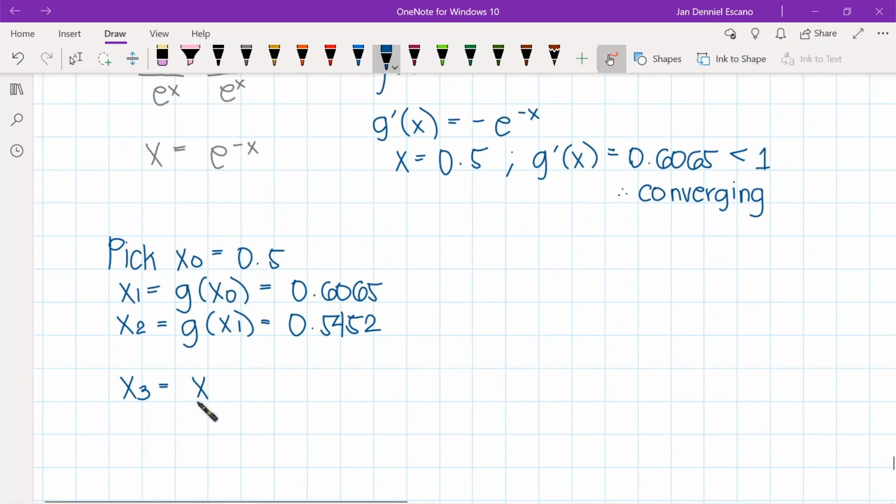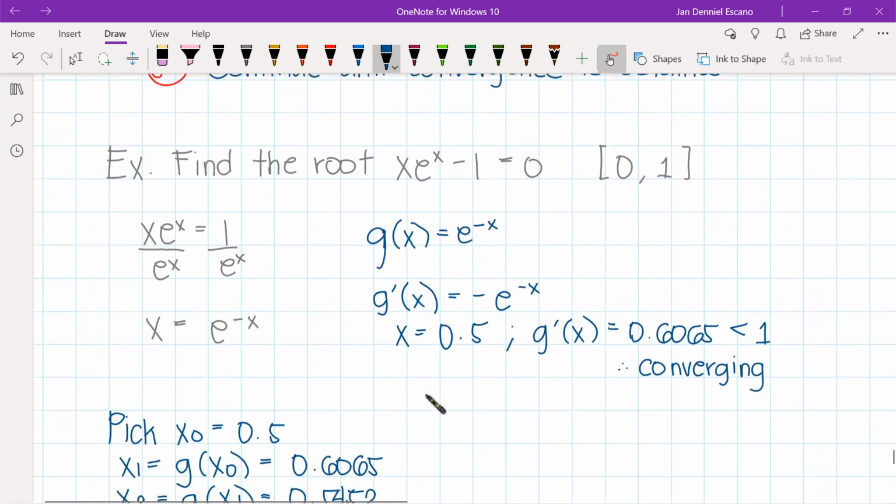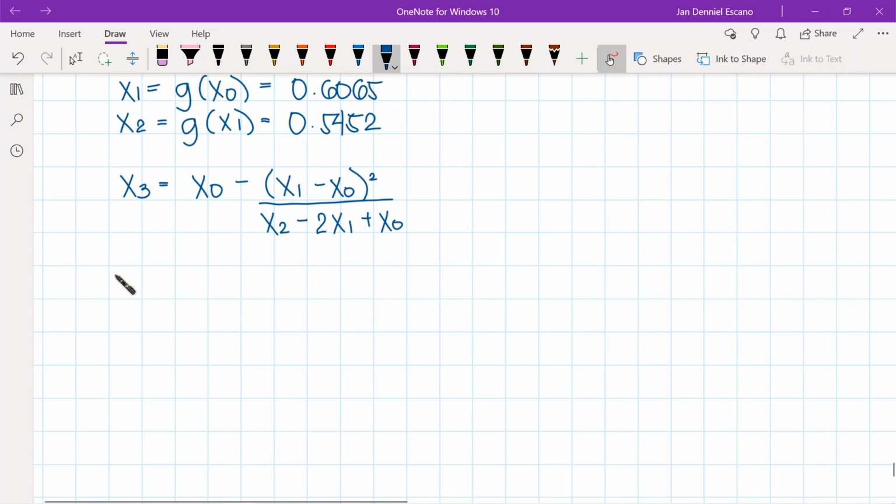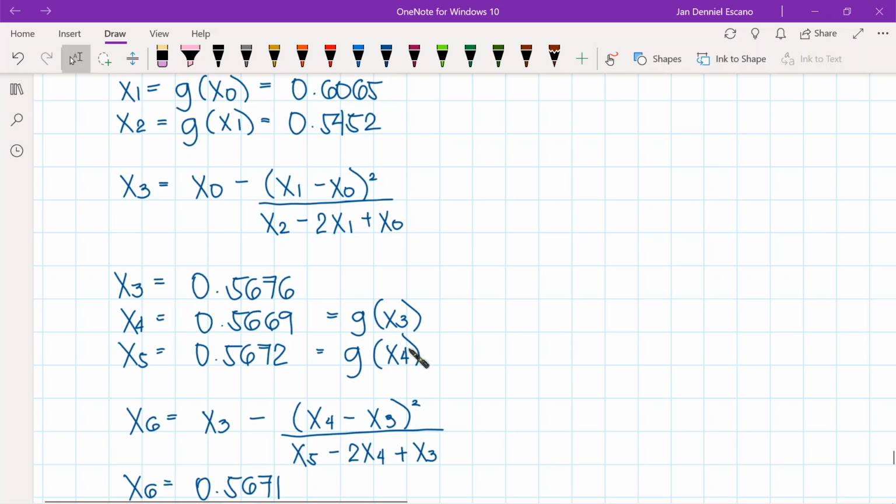Okay, so when getting for x sub 3, we use Aitken's delta square method. So the formula is x sub 0 minus the quantity x sub 1 minus x sub 0 squared all over x sub 2 minus 2 x sub 1 plus x sub 0. So we just substitute the values. We will get x sub 3, which is 0.5676.